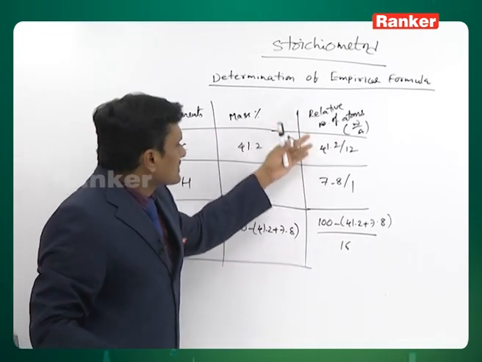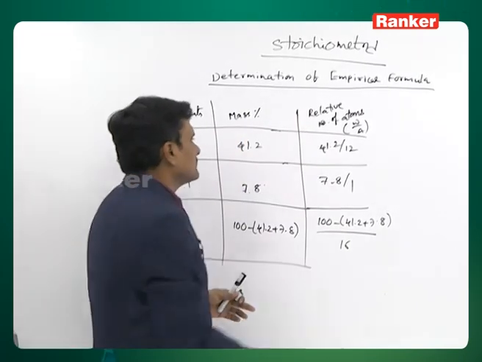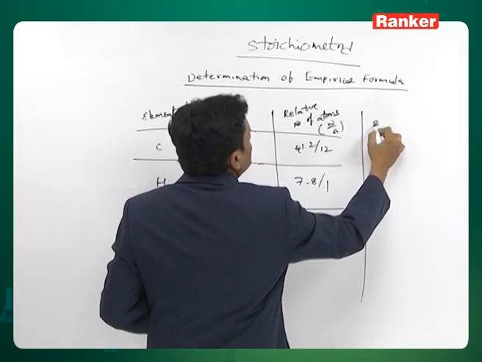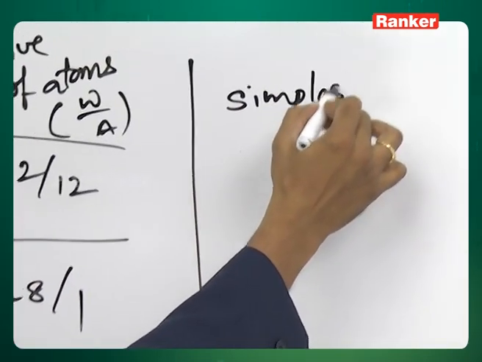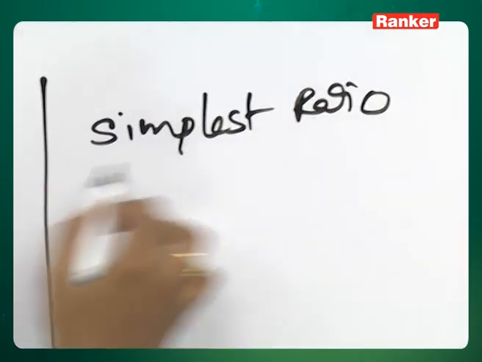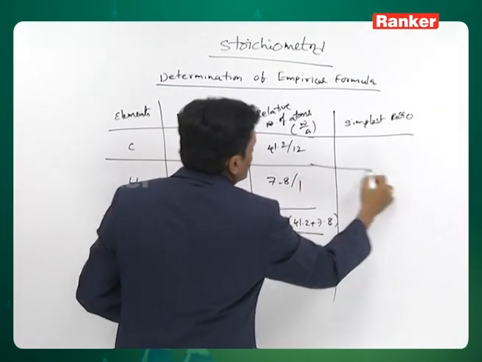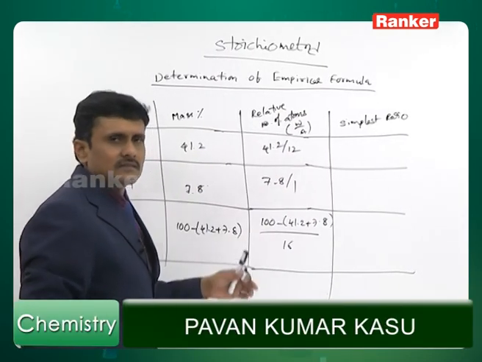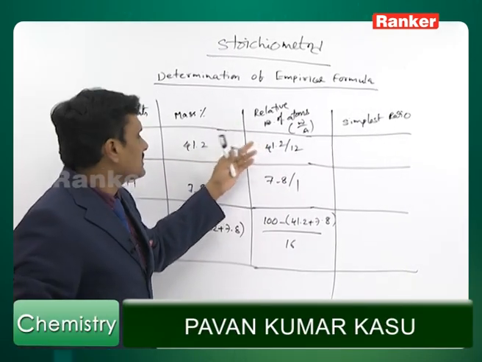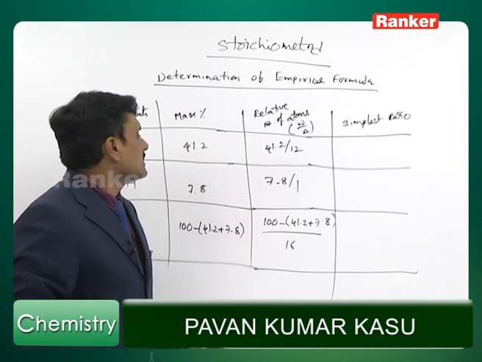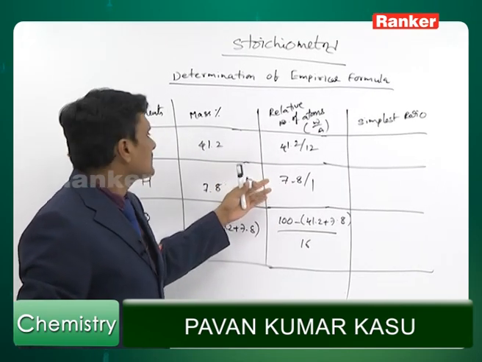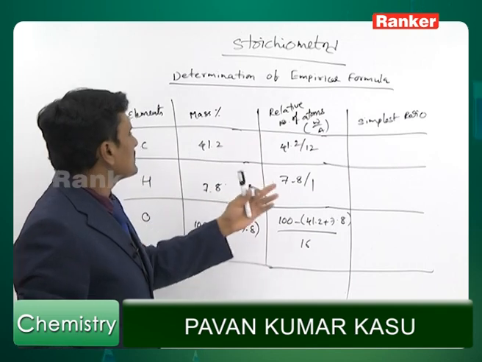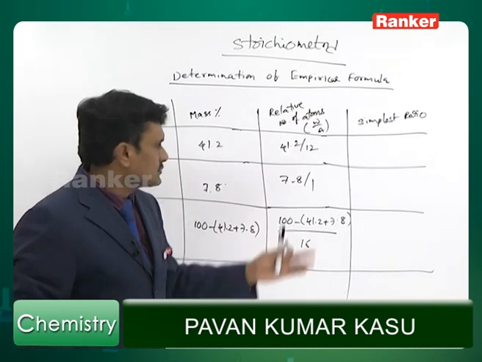Now after finding out the relative number of atoms, we have to find out the simplest ratio. I mean, you have to take the lowest value among the first three and divide the values by the lowest value. So here, whatever turns out to be lowest, you have to divide by that.